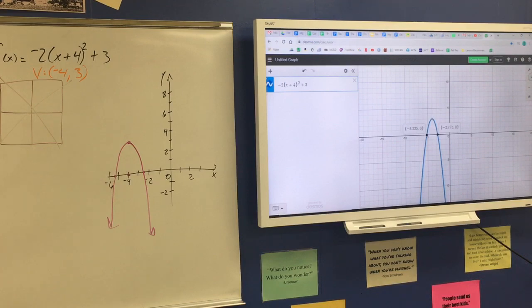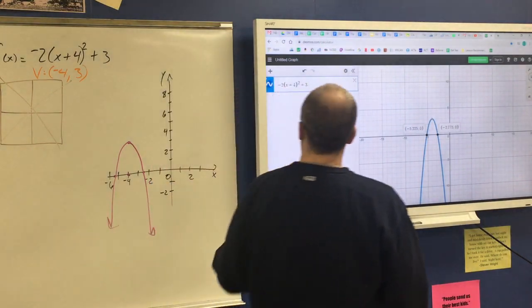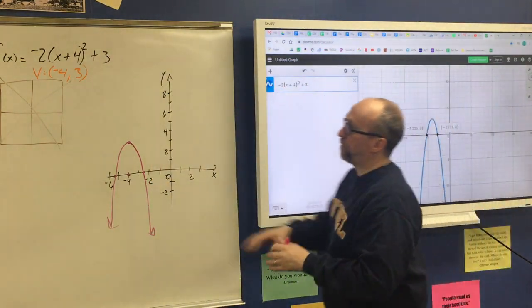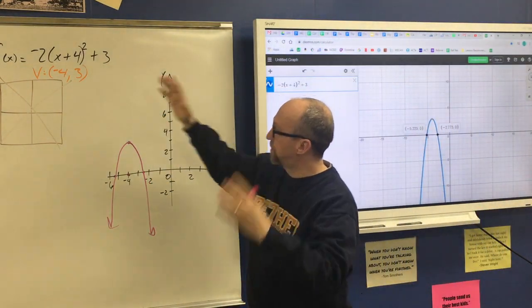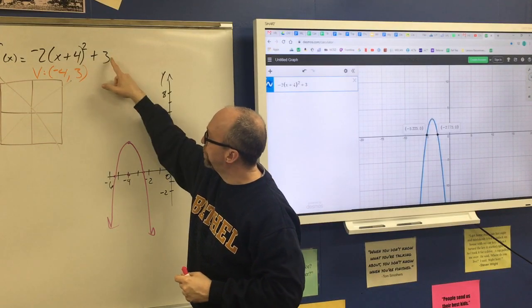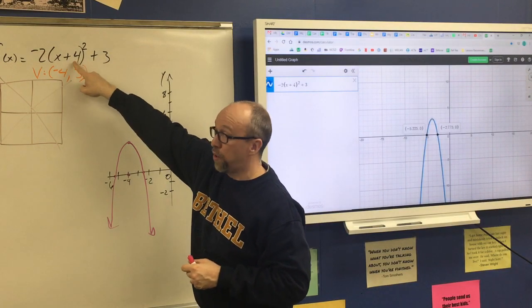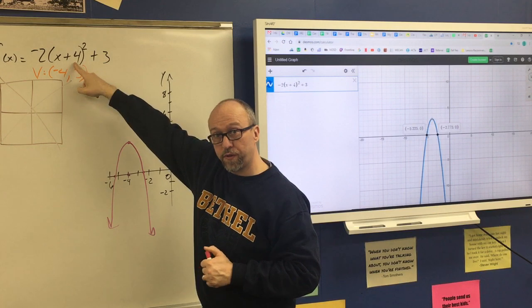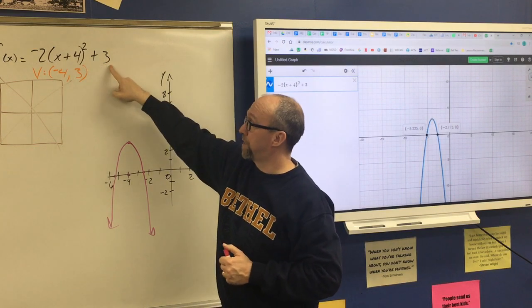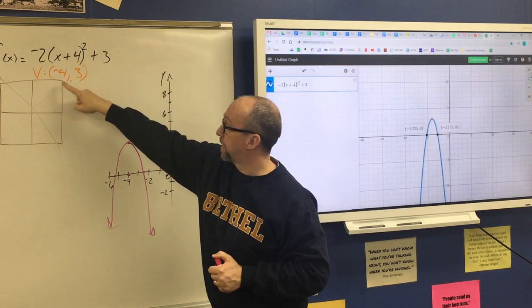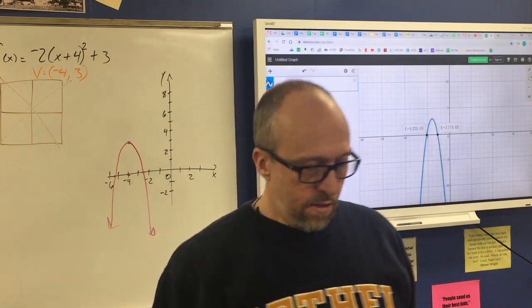They wanted you to notice that there's this connection. If you look at Desmos, or if you look at my graph, you'll notice there's this connection between the equation and the vertex. It's always the opposite of what's with the x, and then it's always that part for the y. X and then y. So please take this down in your notes.